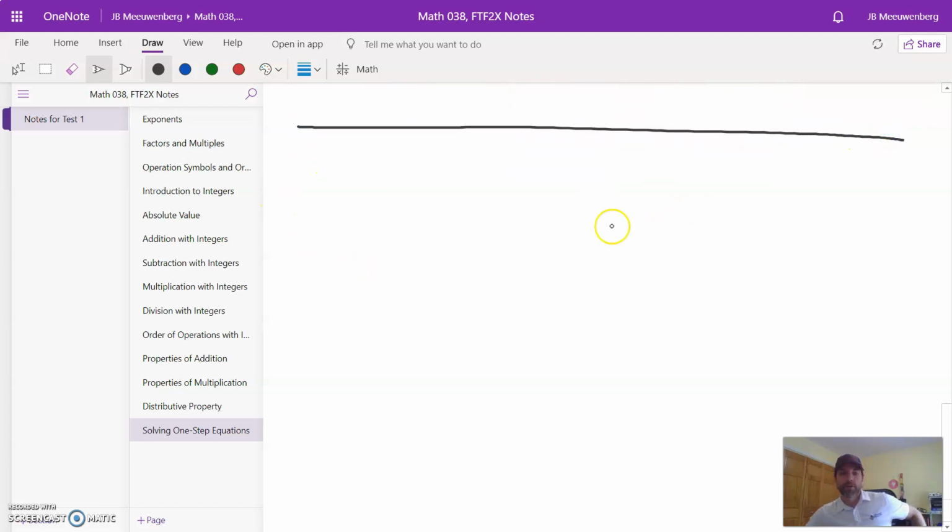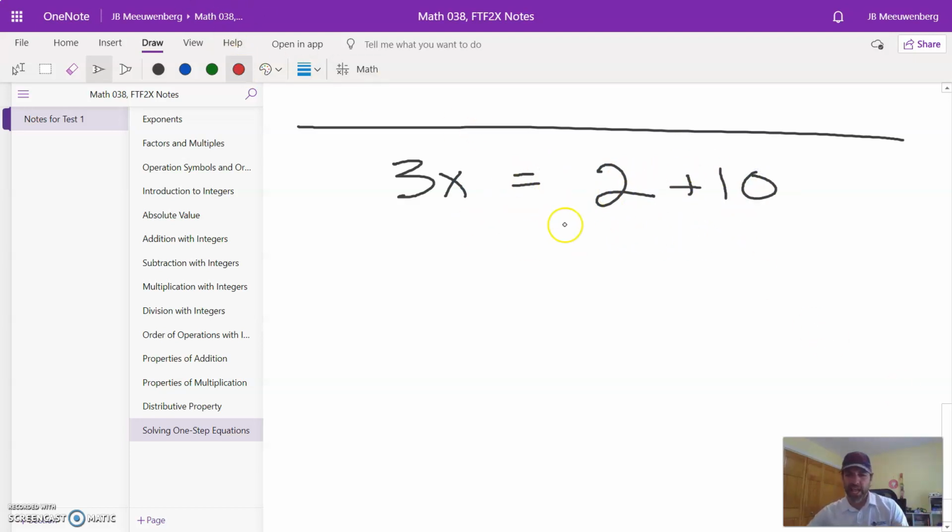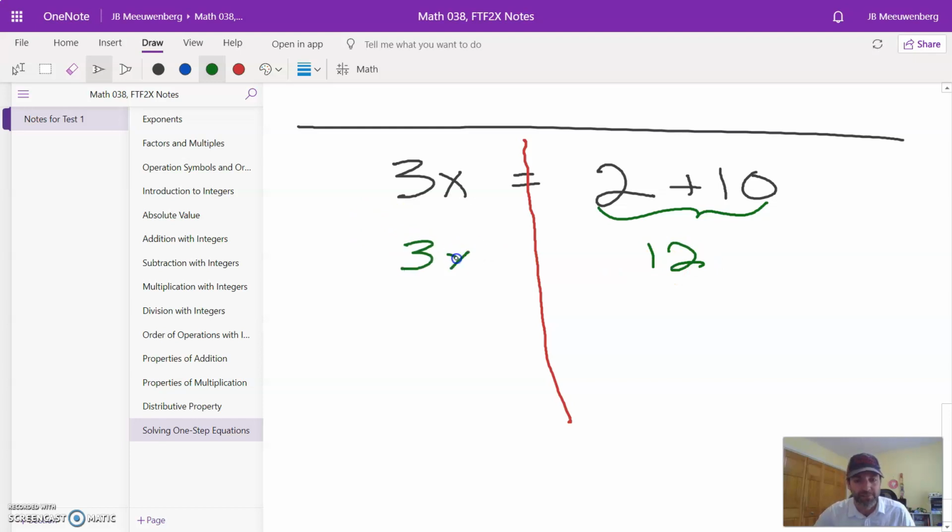Let's say we have 3x is equal to 2 plus 10. So we always stare at our problem first. We analyze it, we examine it, we see what's going on, we notice things. I see a single variable. I see my equal sign. I'm immediately going to draw my line. I see stuff over here that can be added. I'm going to start by simplifying that, right? 2 plus 10 is 12. That makes the problem easier to look at right away. 3x. Remember, that means 3 times x.